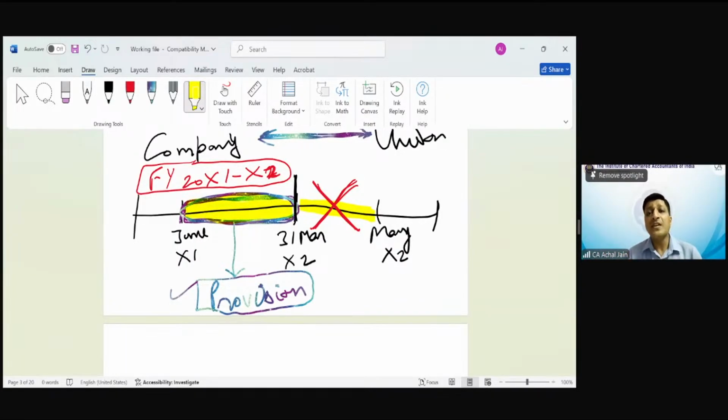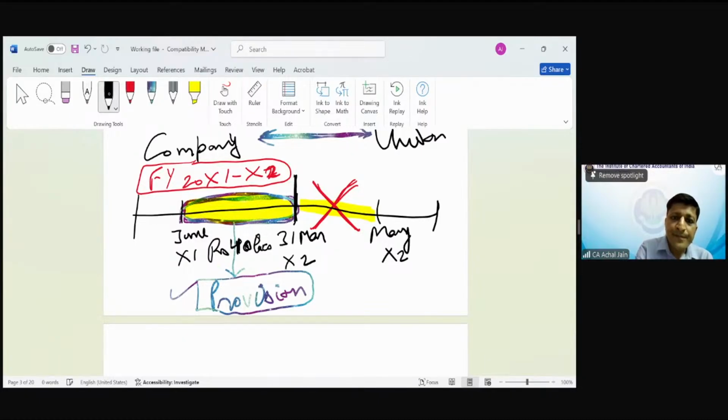Now for this period, will the company be required to recognize an expense? Tell me, Rohan. Yes, sir. Yes. So how do you recognize an expense? By creating a provision? Yes, sir. Okay. So that means for this period, if we assume the amount to be 40 lakhs, a provision of 40 lakhs will be recognized. Okay. Clear?